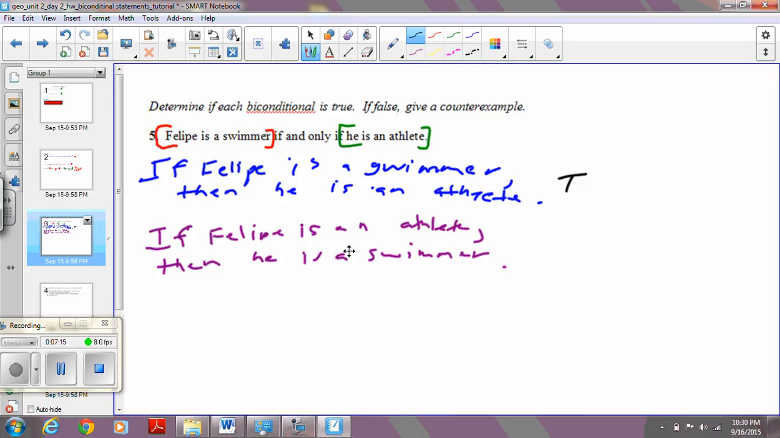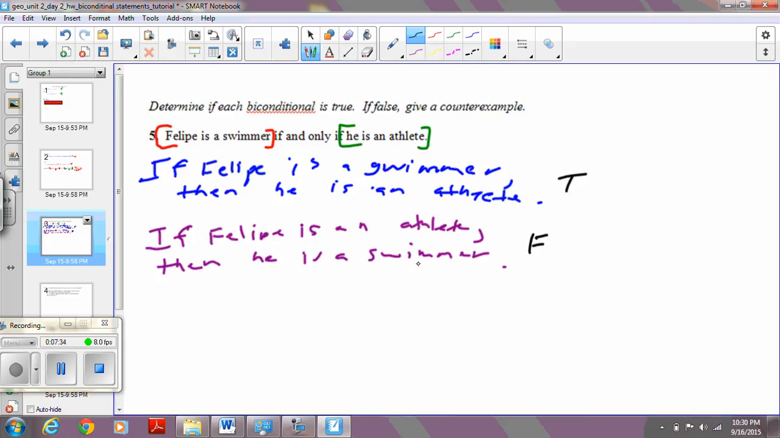On the converse, if Felipe is an athlete, then he is a swimmer. Is that true all the time? No. It's only true some of the time. So the converse is false. Just because he's an athlete does not mean he swims. He could run track, he could play football. There are other types of athletes out there.